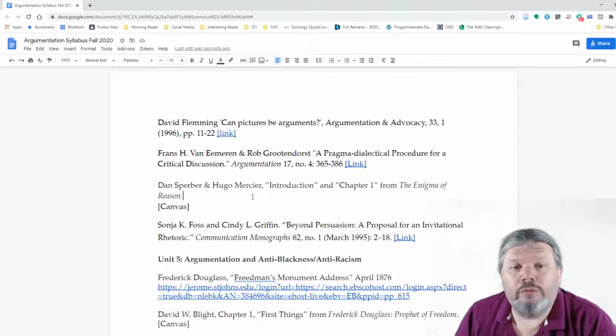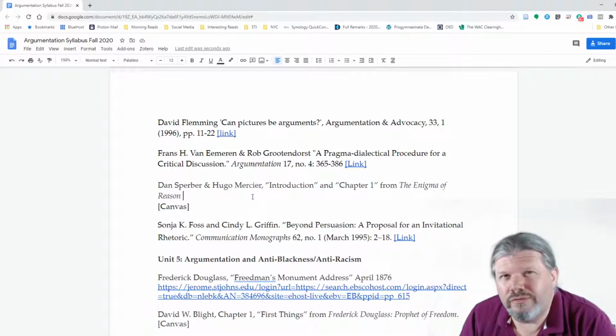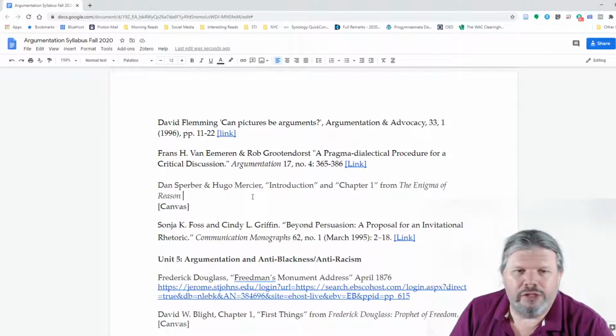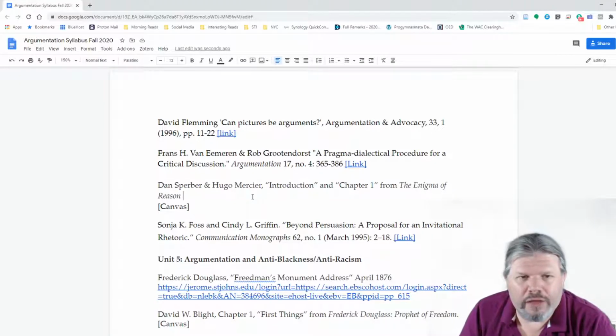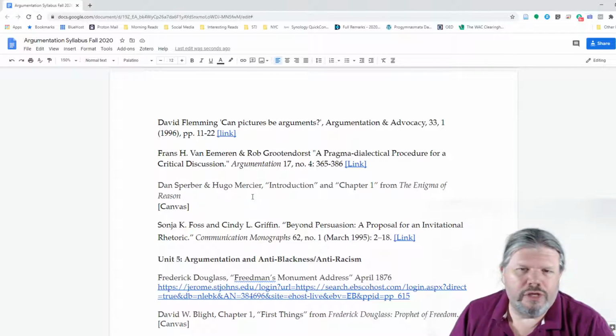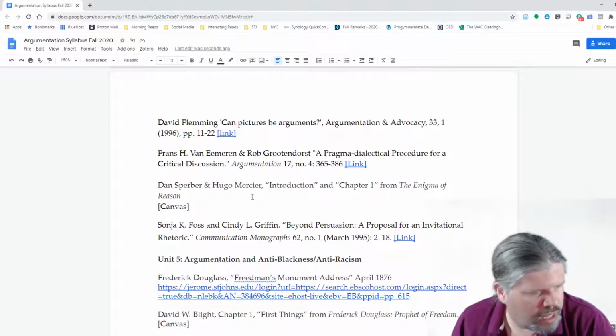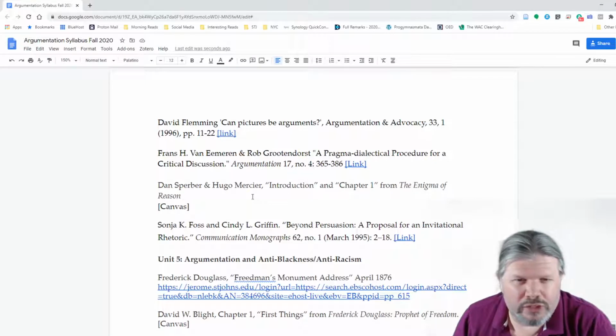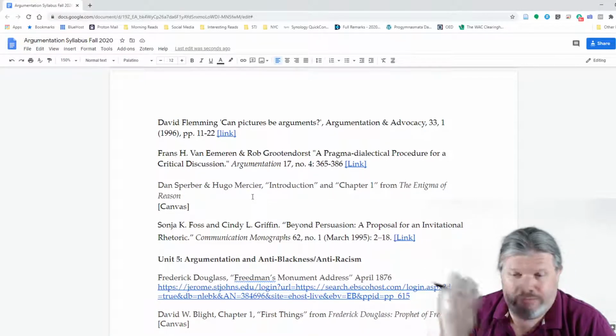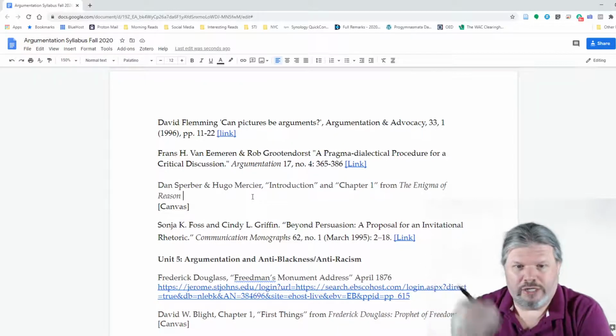Dan Sperber and Hugo Mercier are cognitive psychologists, evolutionary psychologists, and philosophers. And they wrote a book called Enigma of Reason, which you're either going to not like at all, or you're going to be obsessed with it for the rest of your life. That's the reaction. I'm just telling you what students do here. That's the reaction that students give me.